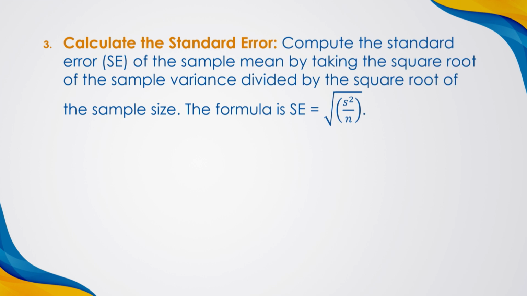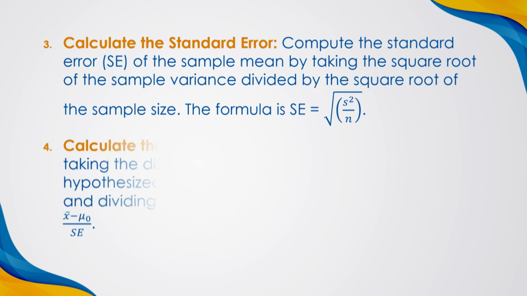Third, calculate the standard error. Compute the standard error of the sample mean by taking the square root of the sample variance divided by the square root of the sample size. The formula is: standard error is equal to the square root of s square by n.